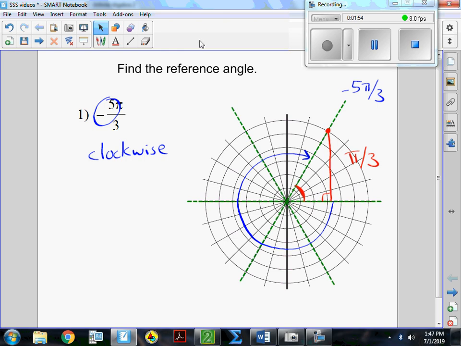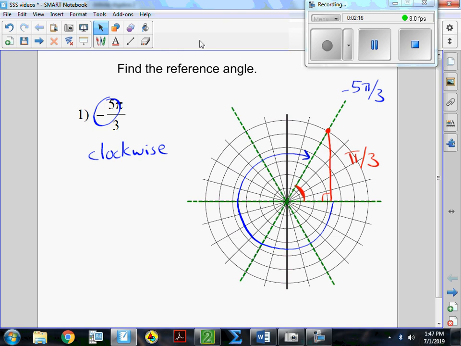So for pi over 3's, whether it's pi over 3, 2 pi over 3, 4 pi over 3, 5 pi over 3, the reference angle is always going to be pi over 3 because each of those angles is exactly 1 pi over 3 radian measure from the horizontal axis, either in quadrant 1, quadrant 2, or the bottom 2. So negative 5 pi over 3 is drawn.